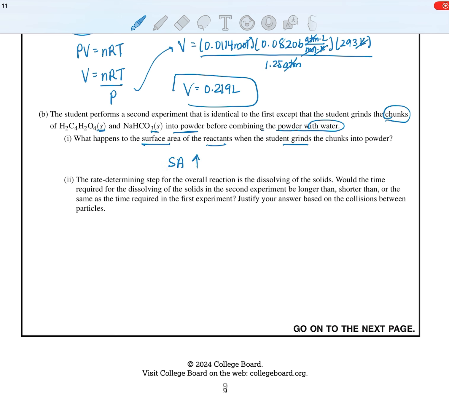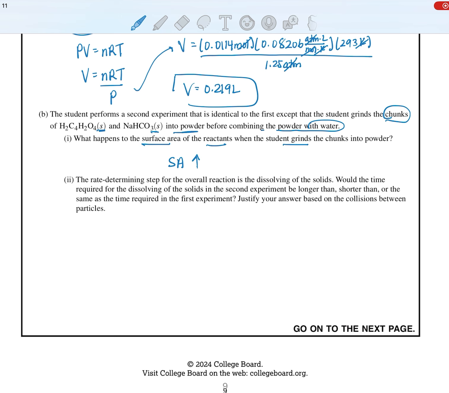Surface area increases. Okay, and that is because of the definition of surface area. If you've ground a solid into a powder, you have more exposed outer surfaces of that compound. So there's more parts of that compound as a powder that are exposed to the water, which will allow it to react with the water. And actually, this will help us answer the next question.